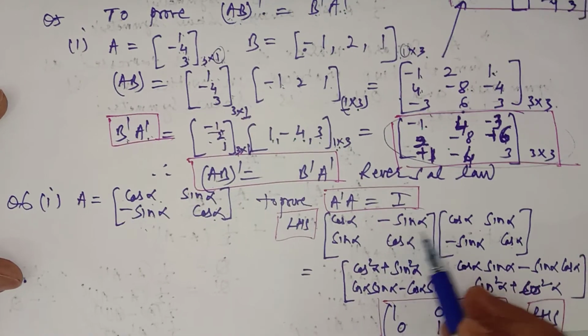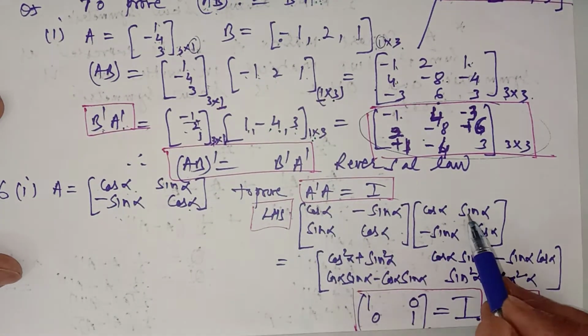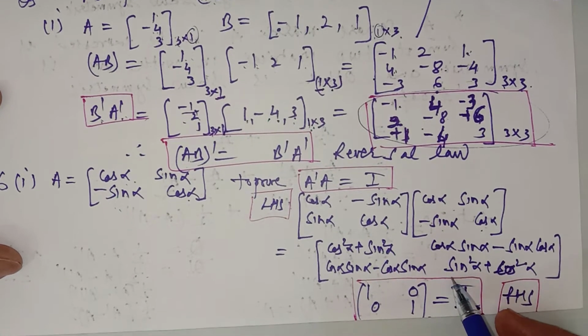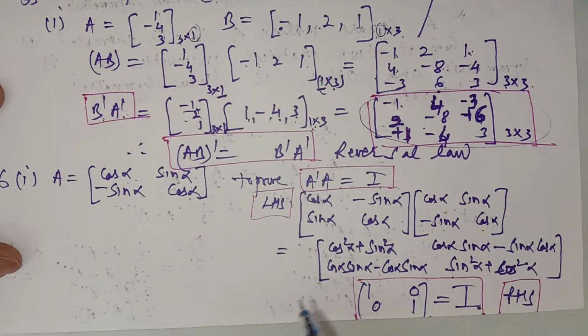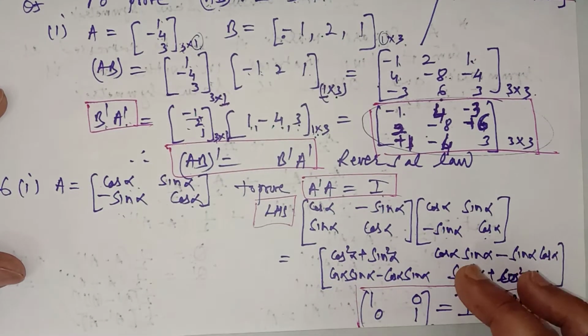Multiply these two, you'll get cos square alpha plus sin square alpha, cos alpha sin alpha minus sin alpha cos alpha. You know how to multiply the two matrices. If you don't know how to multiply, first of all go to the previous lectures, see the multiplication of the matrices, do 4-5 questions of multiplication, then you come to this exercise.